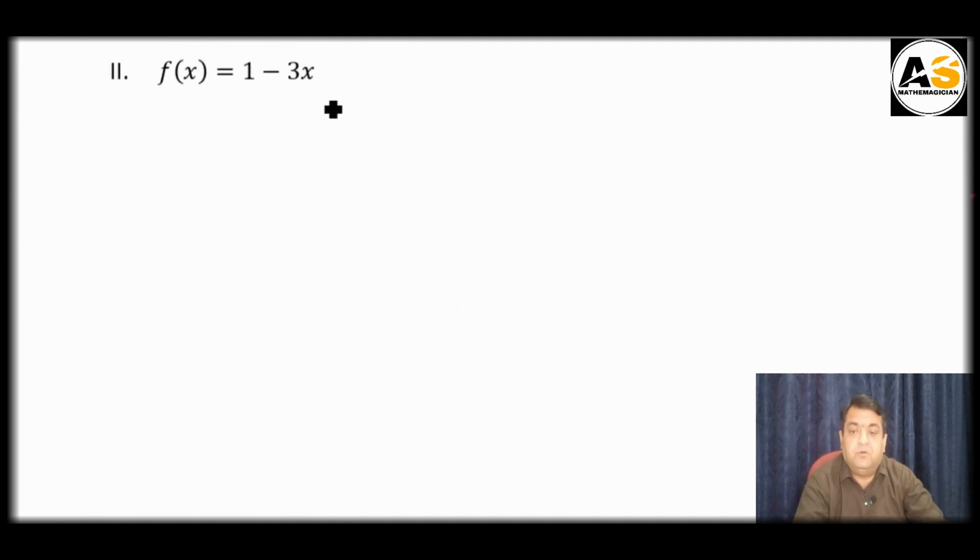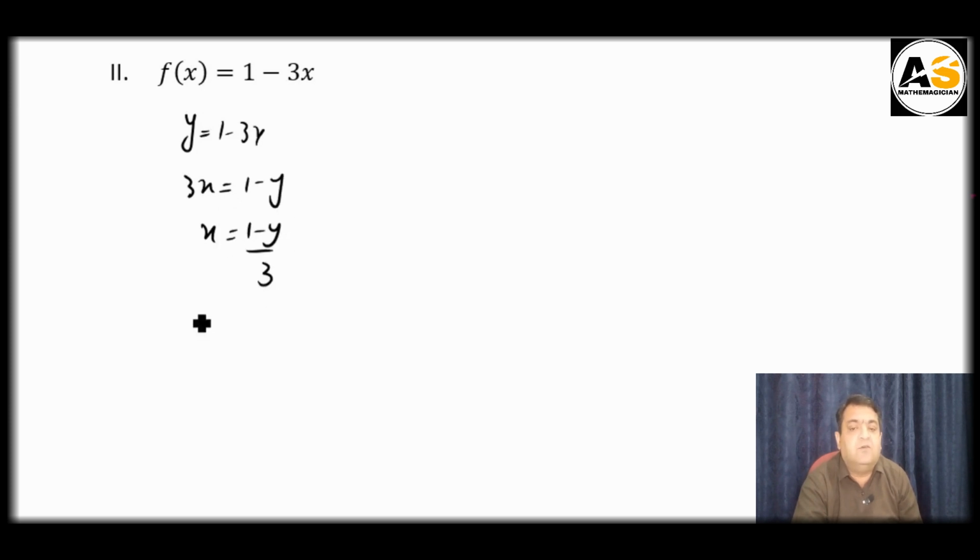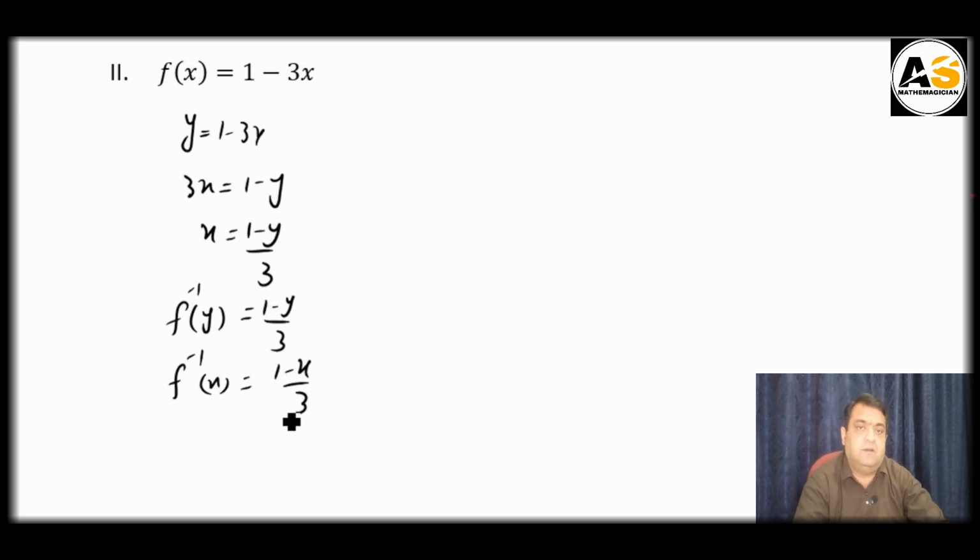Let us solve part 2. Y is equal to 1 minus 3x. Solving for x, x is equal to 1 minus y over 3. F inverse of y is equal to 1 minus y over 3. F inverse of x is equal to 1 minus x over 3. I hope it is clear.